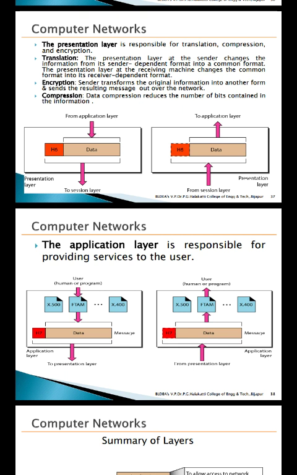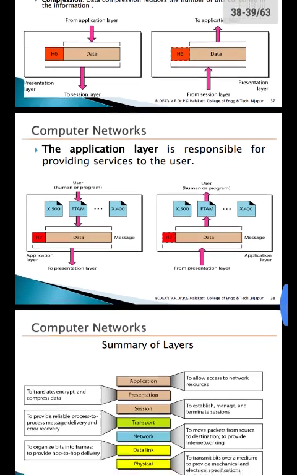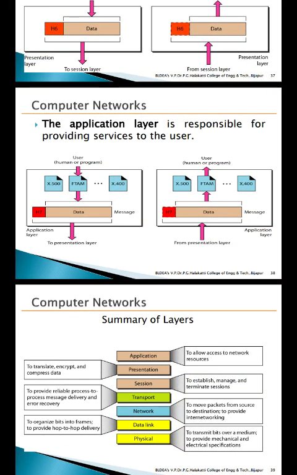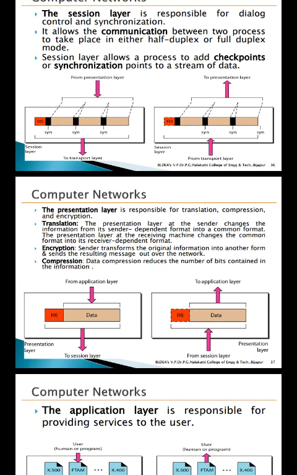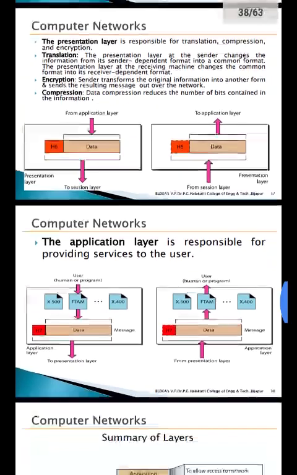So the presentation layer receives the information from the application layer. It does three jobs: translation, encryption, and compression. It attaches the header after compressing the data. Then this is sent to the session layer. Session layer does its job and sends the information to the transport layer. Now the transport layer, if the data is larger, will go for segmentation, and then it attaches the header. Then it is sent to the network layer, from network to the data link layer, and data link layer to the physical layer.